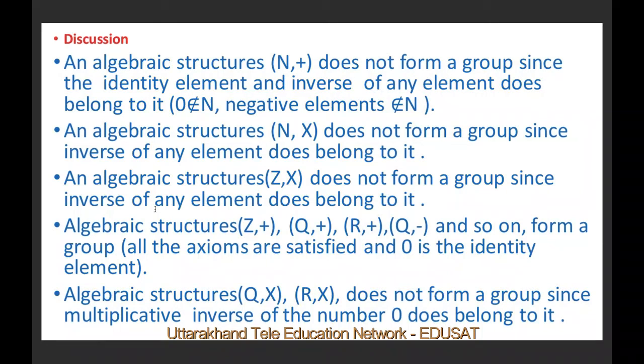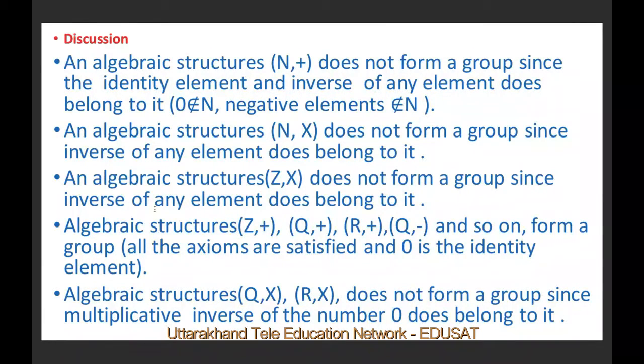Similarly, the algebraic structures of the set of integers equipped with addition, the set of rational numbers equipped with addition, the set of real numbers equipped with addition, the set of rational numbers equipped with subtraction and so on form a group, because all the axioms of a group are satisfied and 0 is the identity element for these groups.